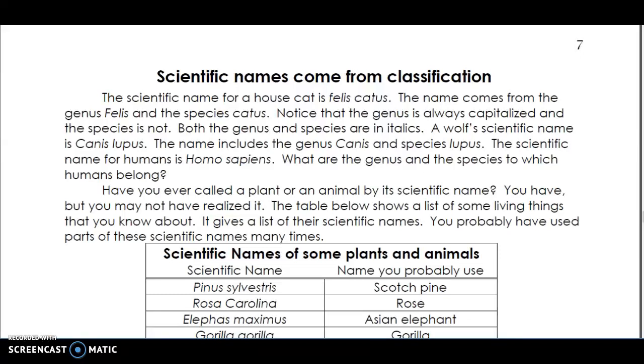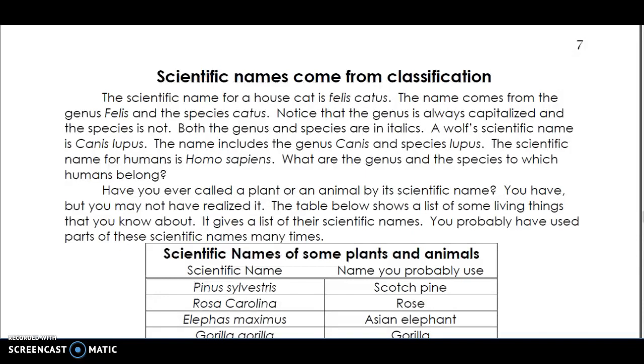All right, this is part B of the biology reading guide. This section discusses scientific names and how they come from classification. So let's get to reading. Scientific names come from classification.